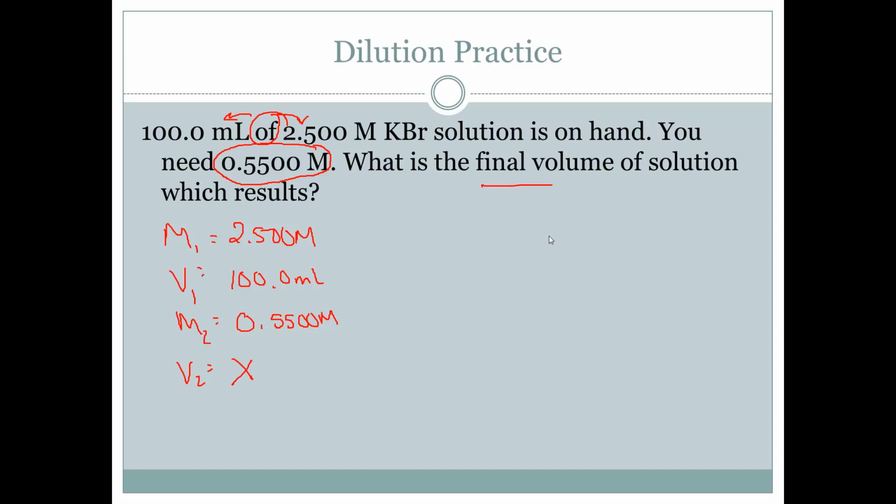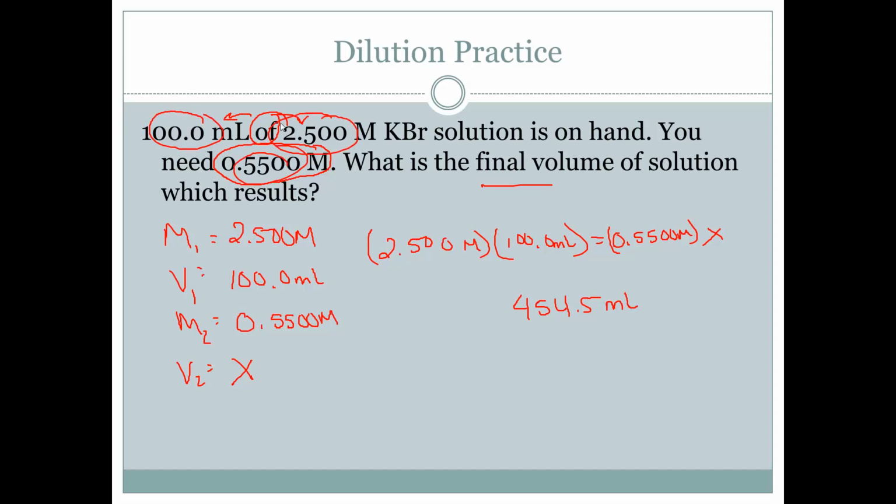So let's put these numbers into our calculation. We're going to multiply 2.500 times 100 divided by 0.5500. That comes out to be 454.5 milliliters. Notice every single one of these has 4 significant digits, so I need to make sure I have 4 in my final answer. We'll do one more example before we're done.